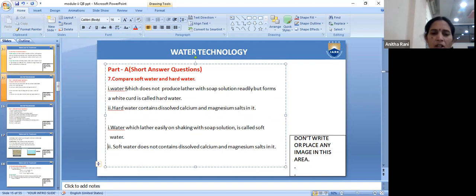So first point you can write: water which does not produce lather with soap solution and forms white precipitate or curd is called hard water. Water which lathers easily on shaking with the soap solution is called soft water.